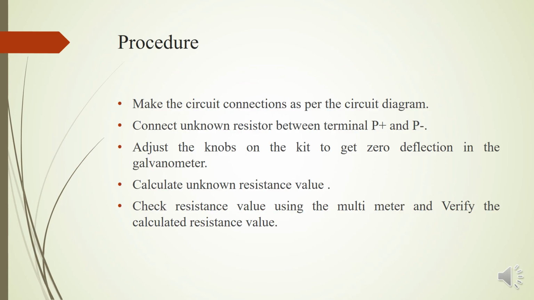Coming to the procedure part. Make the circuit connections as per the circuit diagram that I have explained in the previous slide. Connect the unknown resistor between terminals P plus and P minus. Adjust the knobs on the kit to get zero deflection in the galvanometer. Calculate the unknown resistance value. Check the resistance value using a multimeter and verify the calculated resistance value.